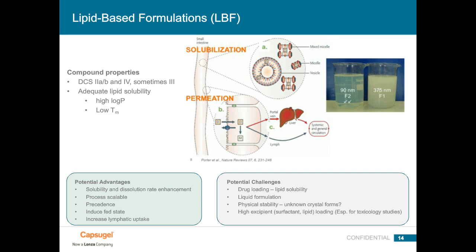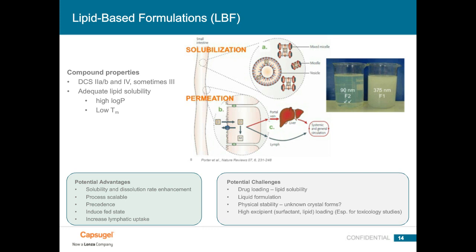Another advantage is the ability to increase lymphatic uptake of a compound. Again, particularly for compounds with log P greater than 5. That lymphatic uptake can bypass first-pass metabolism through the liver and reduce metabolism of some of the highly metabolized compounds without having to worry about whether a patient has actually had a meal or not, as it provides the lipid itself. Lipid formulations also increase solubility and dissolution rate, although they typically do not increase drug activity as high as an amorphous dispersion, which can be a positive or a negative depending on the application.